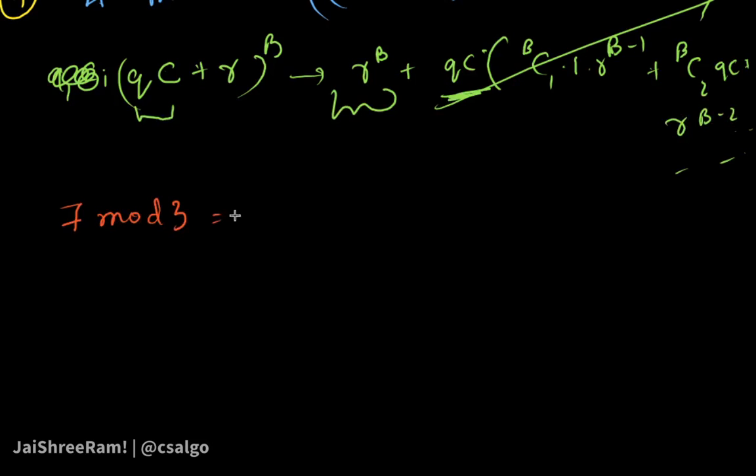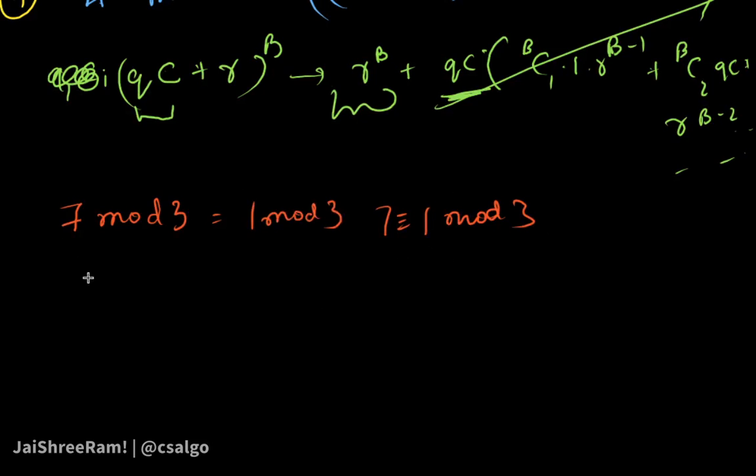So 7 mod 3 is nothing but the remainder when 7 is divided by 3. That's just 1, right? Because 6 is divisible by 3, plus 1, so the remainder is 1. So you can say 7 is congruent to 1 mod 3. All these notations are the same. You need to find the smallest number in most cases, so that's what we are trying to find.